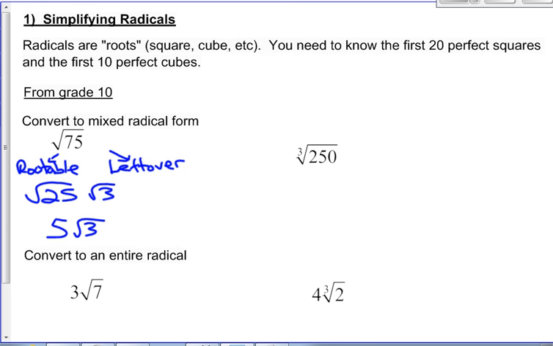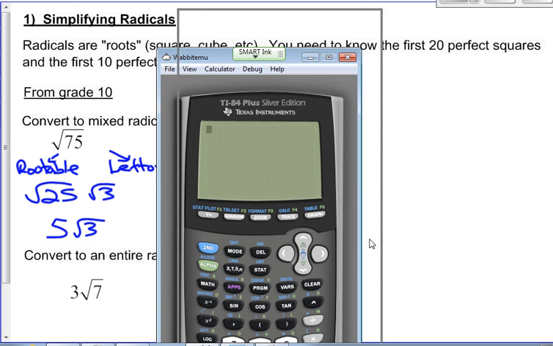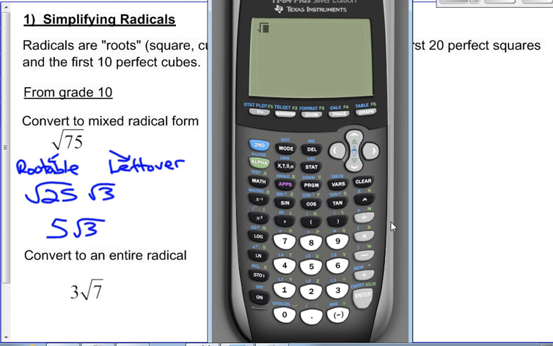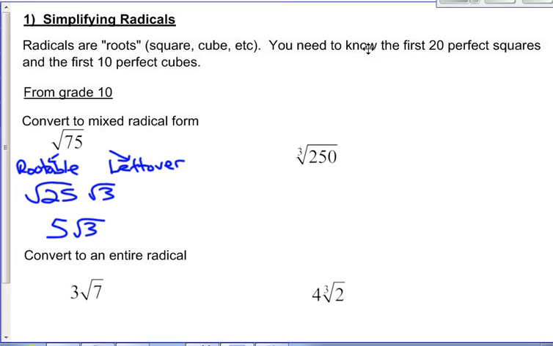Now I wonder if that's true. I wonder if root 75 really is 5 root 3. Let's find out. On the calculator, we could ask it to do root 75, which gives us a decimal approximation of 8.66. If I tell my calculator 5 root 3, it's going to give us, amazingly, 8.66. They must be equivalent. So you can always check your simplification that way. Does it give you the same value in both forms?